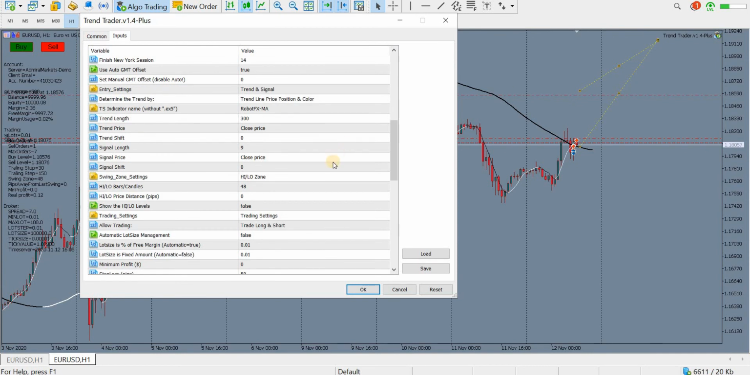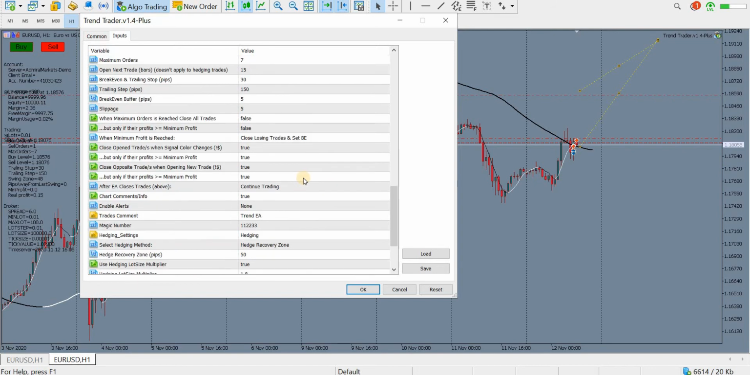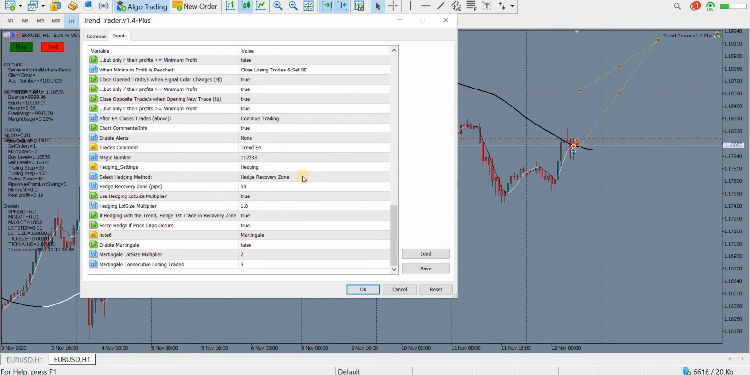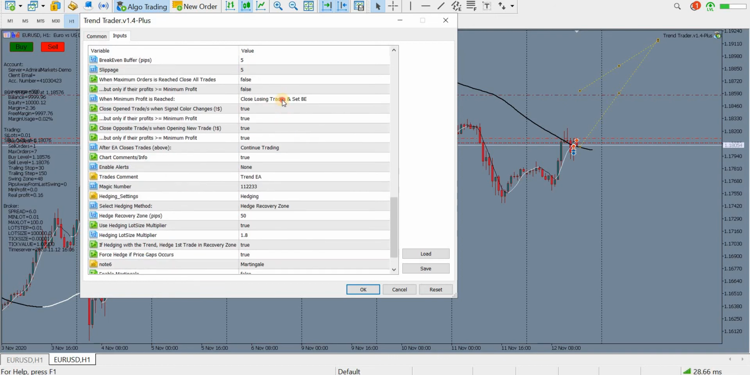So when that happens, at that point, the profits reach minimum profit, which for my settings here is 0. Then you can instruct the expert advisor either to close both of them. That's what I would do, because I want to get rid of them and focus on the next trading scenario. Or you might want to close only the sell order. This is the losing one. Close losing trades and set a break even for the buy.